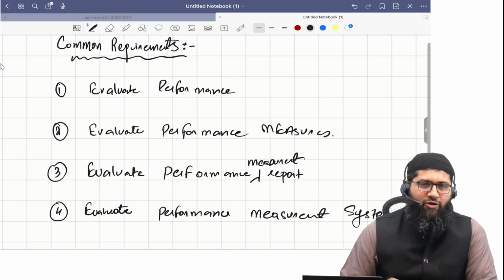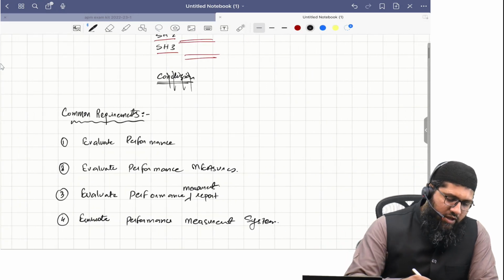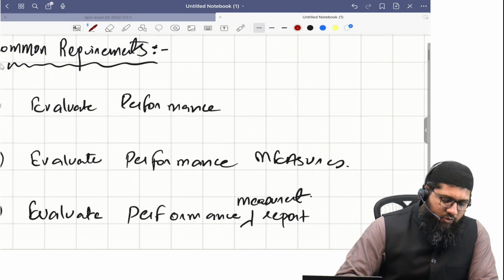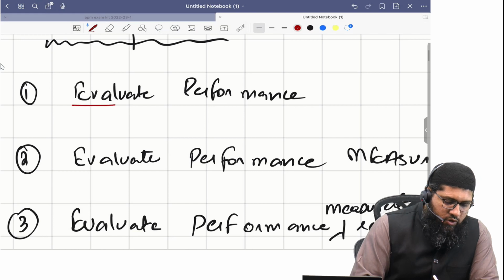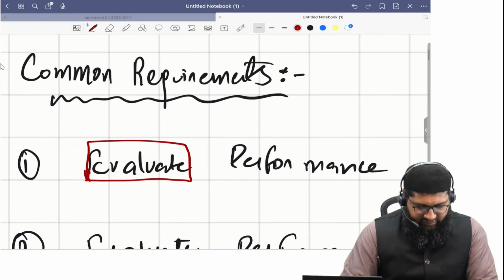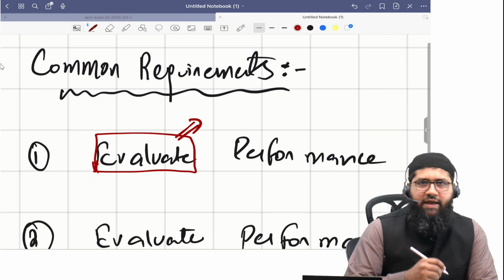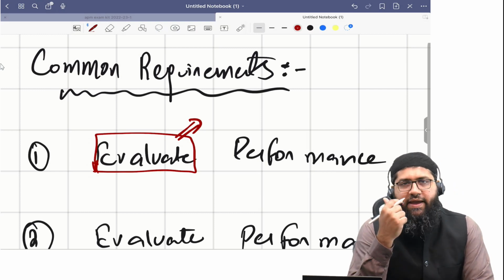Now let's try to understand what exactly we are going to do when such requirements come up. First of all, you have to understand the word evaluate. When we talk about the word evaluate, what do we mean by evaluate?